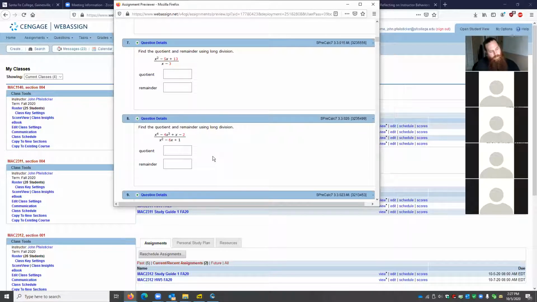Find q of x and r of x. This is x squared minus 5x. Oh wait, no, we wanted to do the one below that: x to the 4 minus 4x cubed plus x minus 2 over x squared minus 6x plus 1.